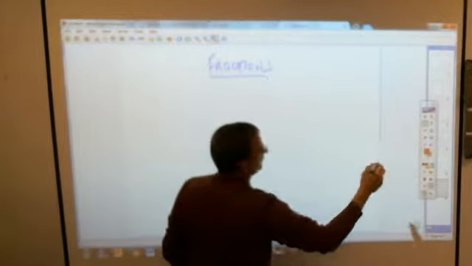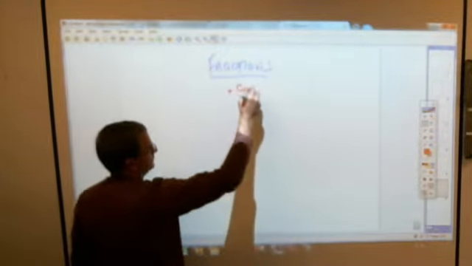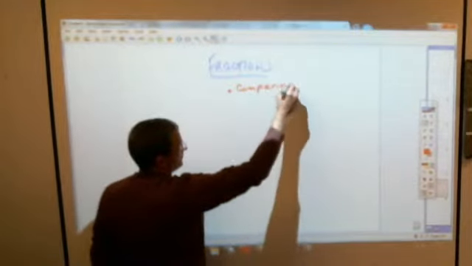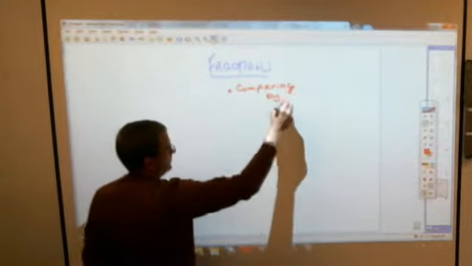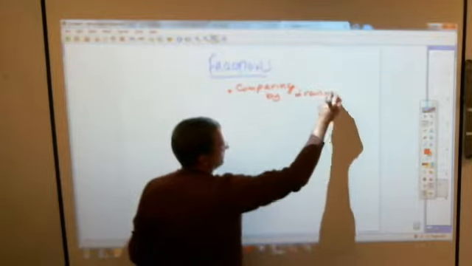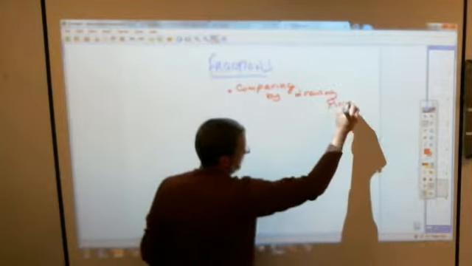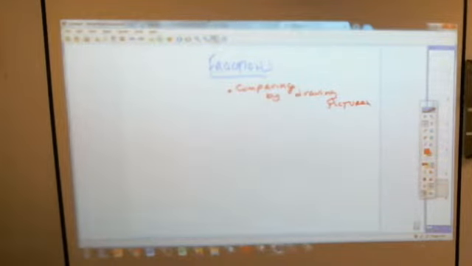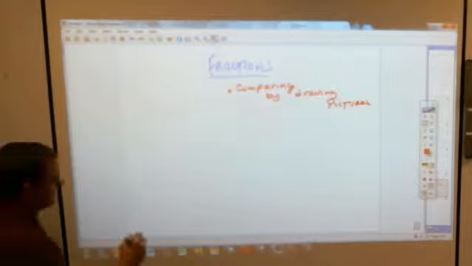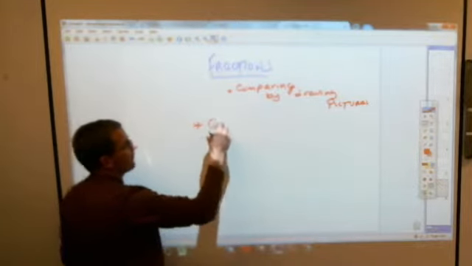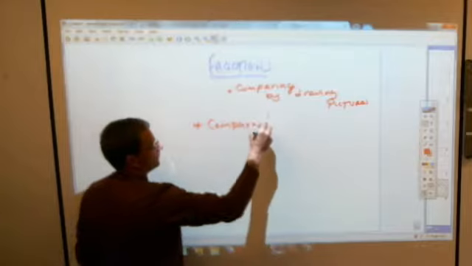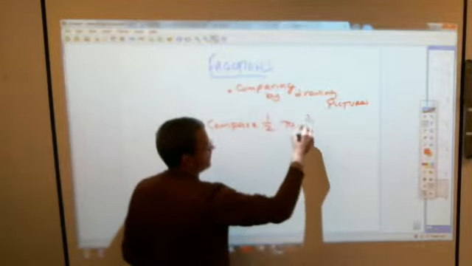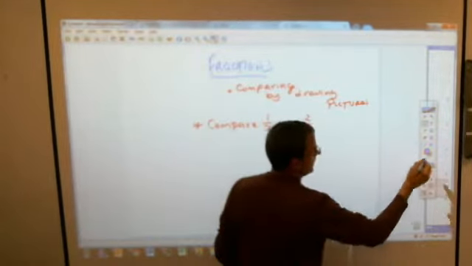A little subheading under fractions is comparing them, and it's by drawing pictures. I'm just going to shoot an example up here, and then we'll talk a little bit about it. Compare 1/2 to 2/3 by drawing a picture.